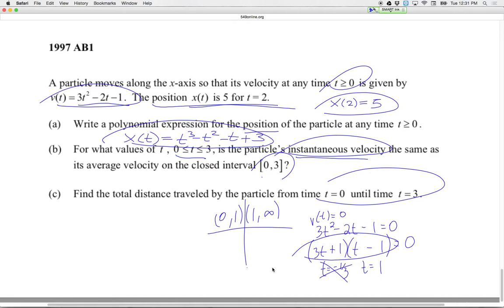I can pick 2. 2 is going to make this what? Negative or positive? Positive. 2 is going to make this positive. What's a positive times a positive? How easy that is. Now, 1/2. 1/2 is going to make this positive, and this negative. Positive times a negative? Negative. So it changes direction at 1. Just to finish it, I won't work it out, but the total distance would be s of 0 minus s of 1, plus s of 1 minus s of 3. And then that would give you your total distance.